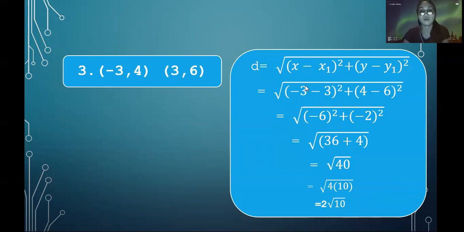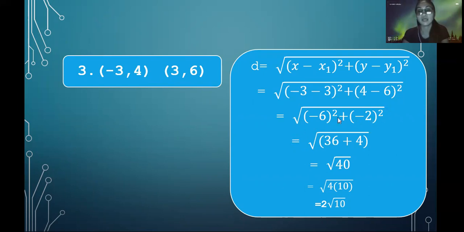So the square root of the value of x, which is negative 3, minus the value of x sub 1, which is positive 3, then squared, plus the value of y, which is positive 4, minus the value of y sub 1, which is 6, squared. So the square root of negative 3 minus 3 is negative 6 squared, plus 4 minus 6 is negative 2 squared.